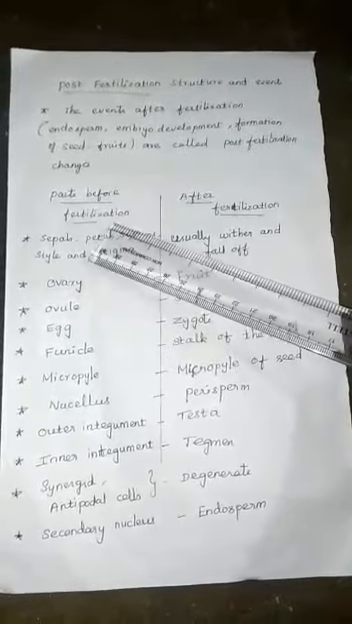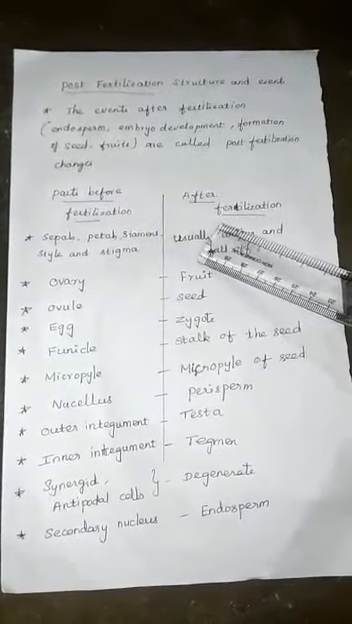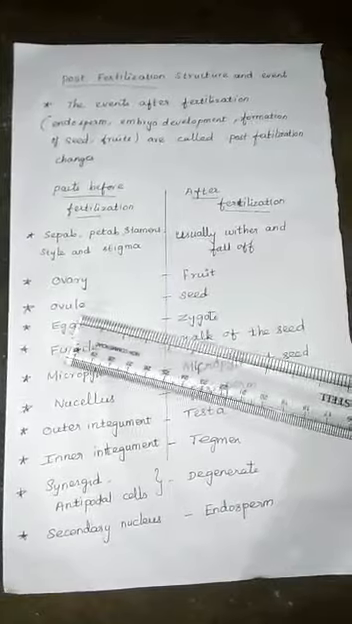So the parts before fertilization and after fertilization: the sepals, petals, stamen, style, stigma usually wither and fall off. Then the ovary will become a fruit. Then the ovule becomes a seed. Then the egg will become a zygote. Then the funicle will be the stalk of the seed. Then the micropyle of the ovule will become the micropyle of the seed.